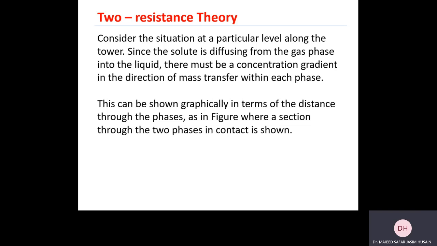And for concentration gradient, we said from high concentration to low concentration. So in the air at the beginning the ammonia was high, then it comes into contact with the liquid, so then the ammonia moved from gas to liquid. This can be shown graphically in terms of distance through the phases, as in the figure where a section through the two phases in contact is shown.